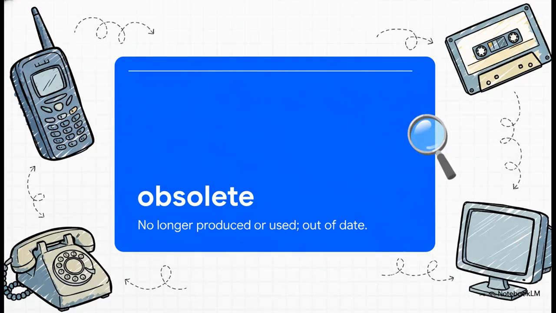And our final new word is obsolete. This is an adjective. When something is obsolete, it means it's no longer produced or used because it's been replaced by something newer and better. Outdated is a perfect synonym. Technology is the classic example here. That very first computer or cell phone you ever had? Yep, it is completely obsolete now.